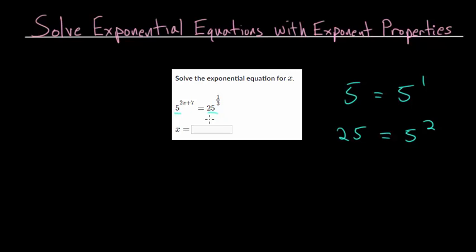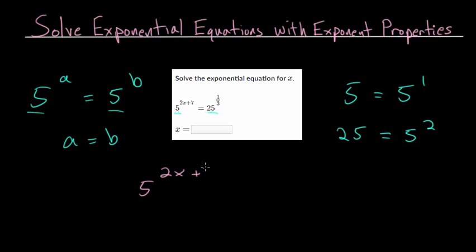And once you have the two bases equal to each other, basically we'll have 5 to some power A is equal to 5 to some other power B. Then for this to be true, A and B must be equal to each other. So once the bases are equal, then we'll set the exponents equal to each other and we can solve for x. So the first step here is to replace 25 with 5 squared. So let's just rewrite the left-hand side. We have 5 to the 2x plus 7 is equal to 5 squared to the 1/3.